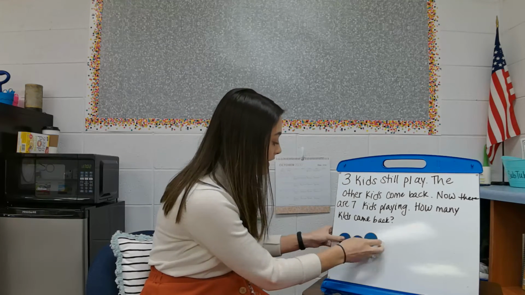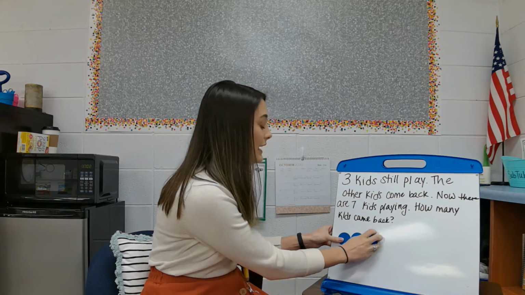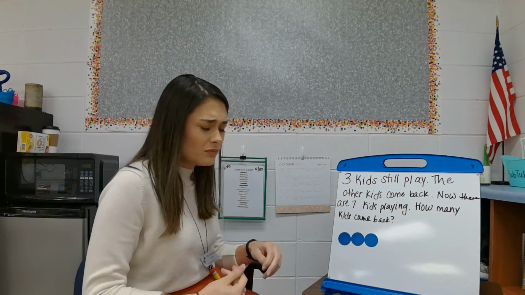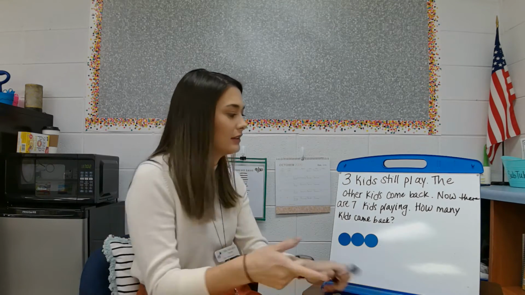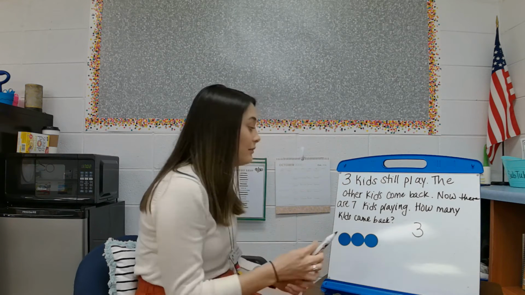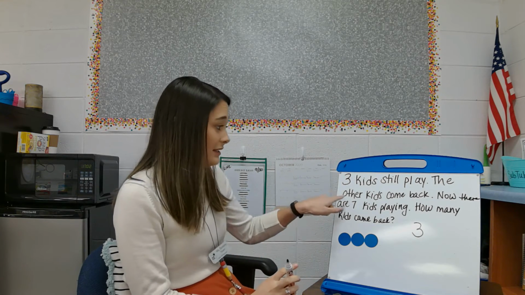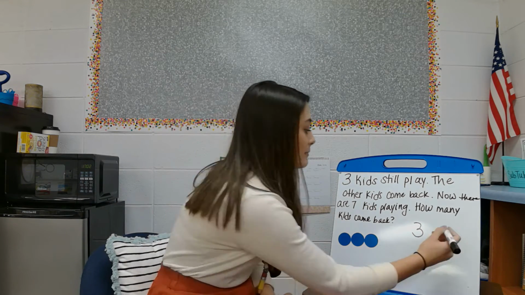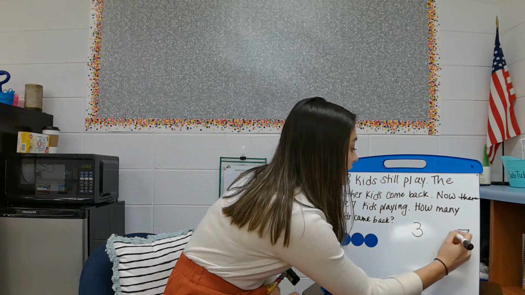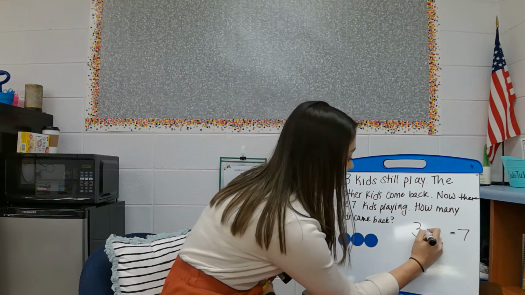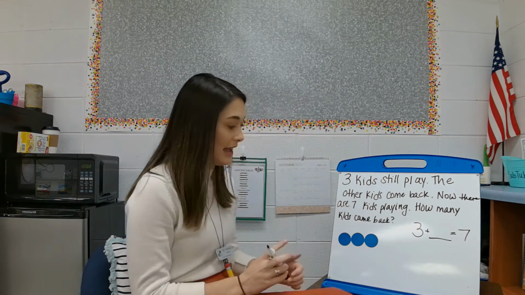So there are 3 kids playing. And it says the other kids come back. Well, we don't know how many came back. So we know that there are 3. And we know that some kids came back. And now we have a total of 7 kids playing. So we went from 3 to 7. So we know we're going to add, but we don't know what we're going to add.